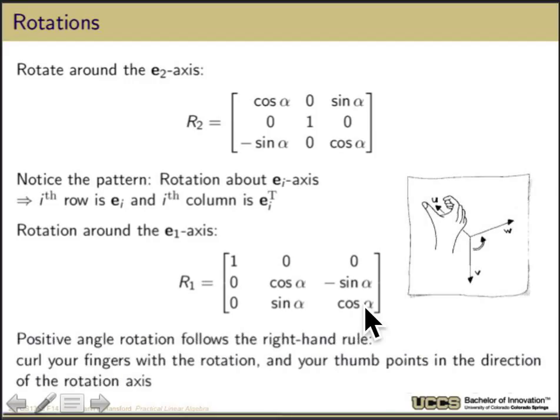So if you're not sure about this, and you want to do a positive rotation, follow the right-hand rule. If you can remember which hand is your right hand, then you're pretty safe on this. Curl your fingers in the direction you want the rotation to go, and your thumb points in the direction of the rotation axis. So if you go back up to trying to do this around the E2 axis, you'll see why the minus sign is in the other position. If you want the rotation to go the right way, you have to put the minus sign down here.